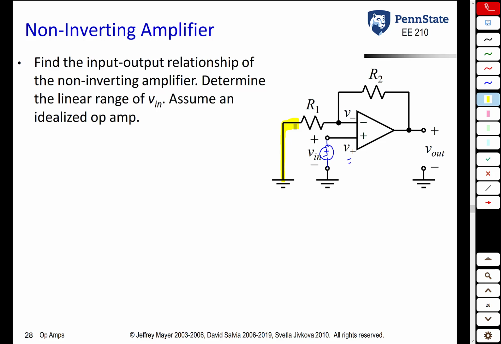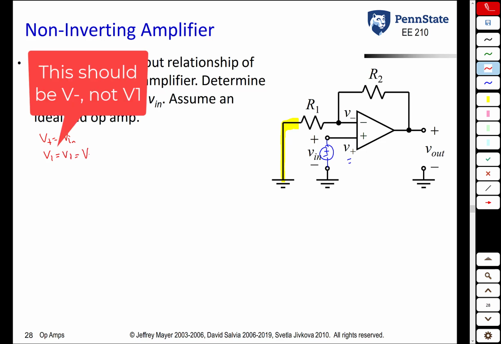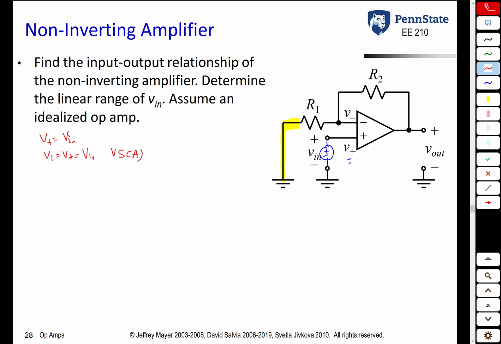Let's analyze this circuit. First thing we do in the algorithm is we find V plus, the voltage at the non-inverting input. It's pretty simple here. V plus is equal to the input voltage. And then, by virtue of the virtual short circuit approximation, we know that V minus equals V plus equals Vin. So the voltage at this point is also Vin.